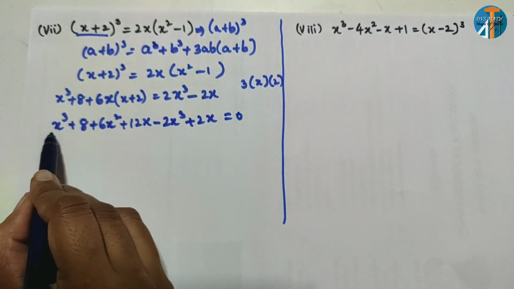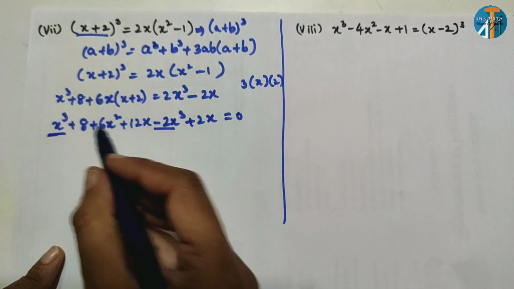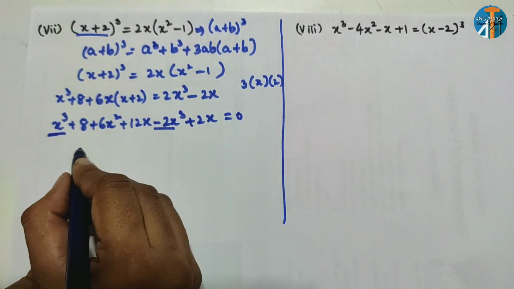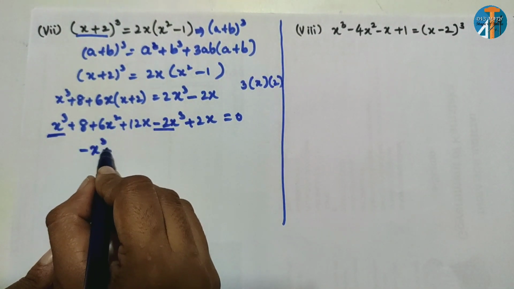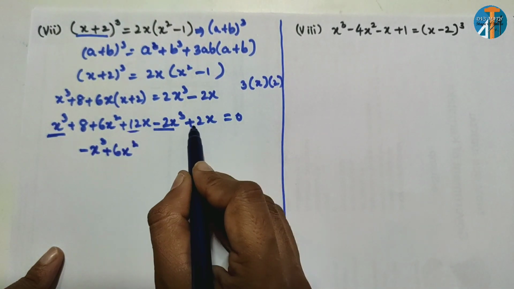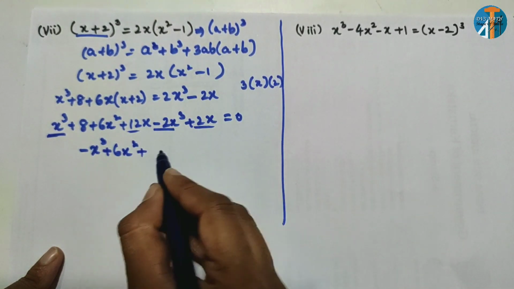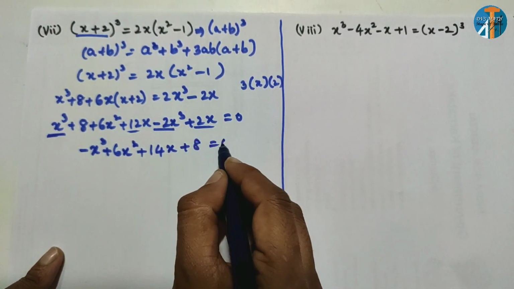Now if we simplify this, first let's go for the highest power. x cube minus 2x cube, that is 1x cube minus 2x cube, which is minus x cube. Next let's come to x square. It is plus 6x square. Then 12x plus 2x is 14x. The remaining is 8, equal to 0.